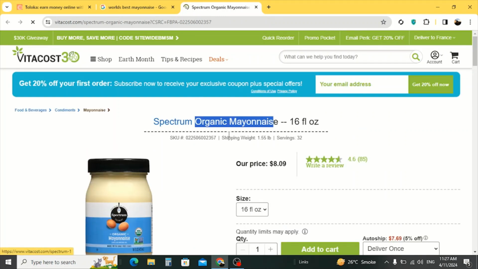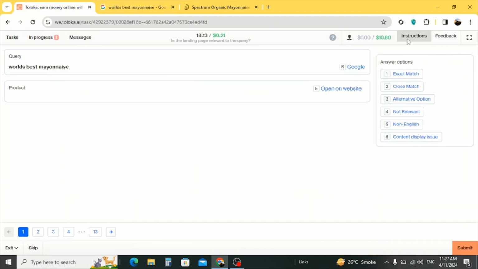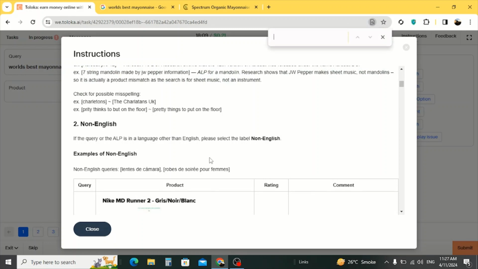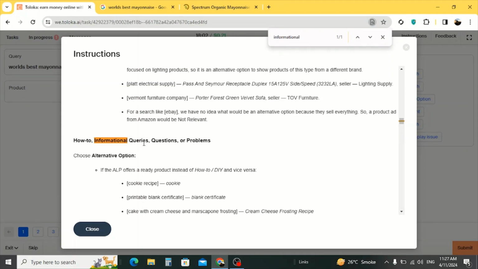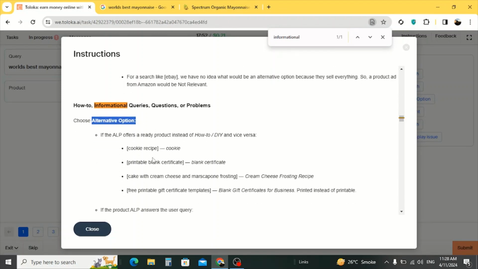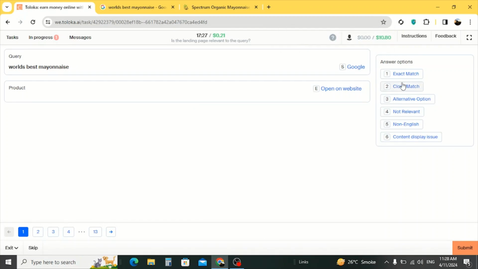Okay, this is again giving mayonnaise, so I am going for the reason behind my selection. Here, how-to and informational queries. So this one is world's best mayonnaise. It means it's an informational query. So when it is an informational query, and the same thing is offered, here I am going to dig deeper this time. Like cookies recipe, and you have been offered with cookies. Printable blank certificate, and you are given only a blank certificate. So these are basically what the user is looking for, or finding information, or asking a question about the thing. If the same thing is offered or a similar thing is offered, then the result would be alternate.